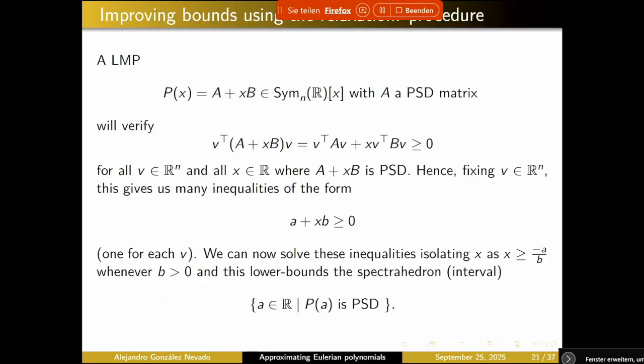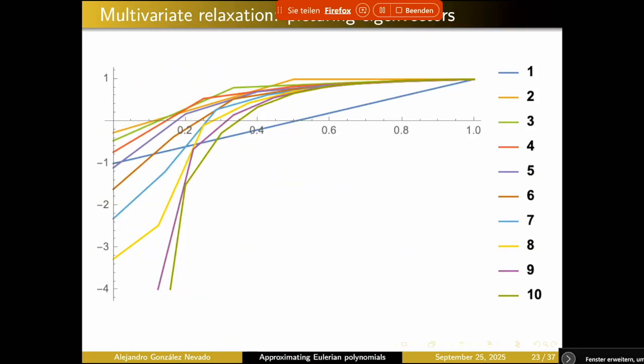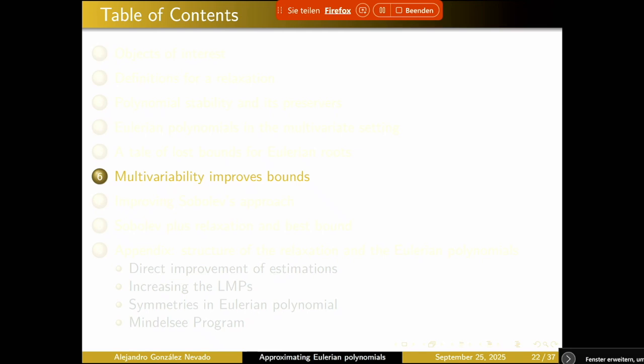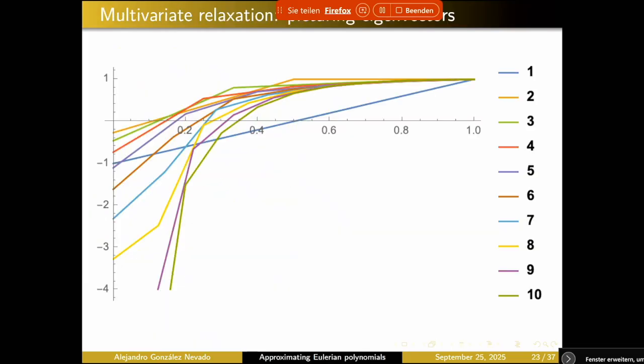So this is how you proceed. And now you can see, you can apply this to the multivariate polynomials that we obtain through stability preserving. And if you do experiments using Mathematica or any other method, you will see that you are going to get something exponentially better than the bound obtained using only the univariate polynomial in the relaxation.